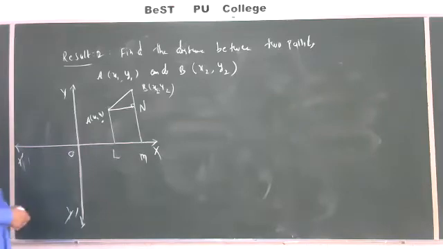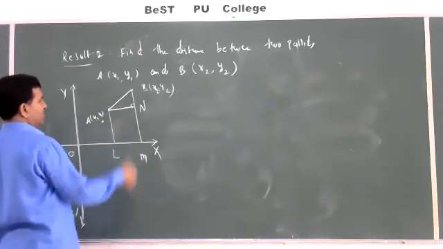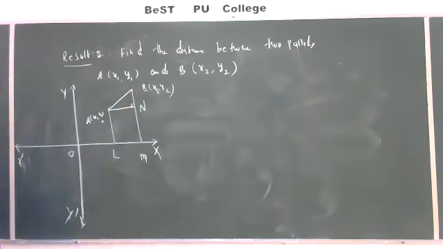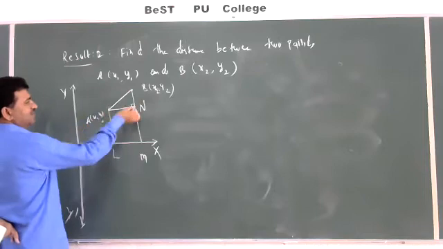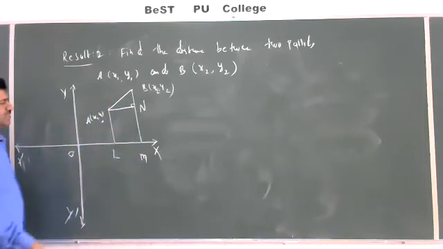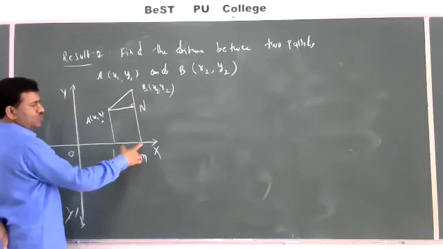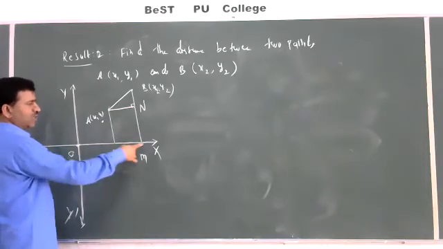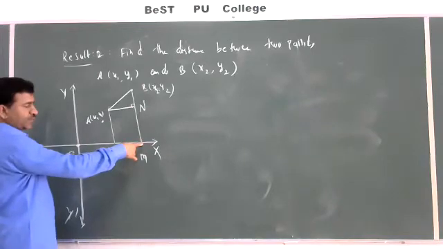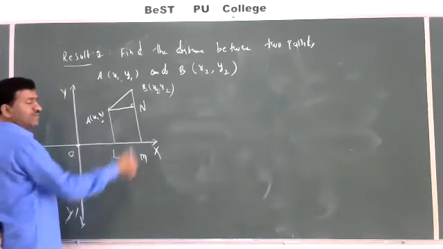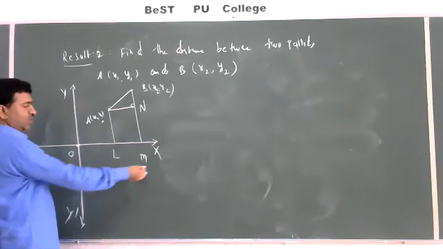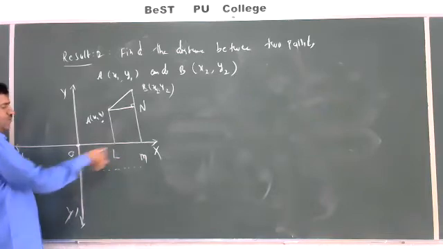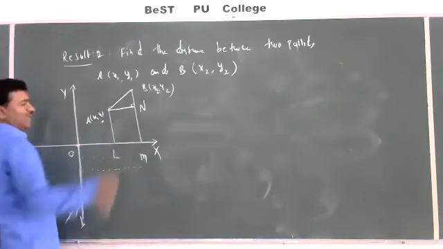Now, to find the distance, we require these values. How to find this AN and how to find this BN? Listen to me. To find the AN means LM. How to get this LM? The total distance from the point O to M, OM, minus OL will give us the LM.